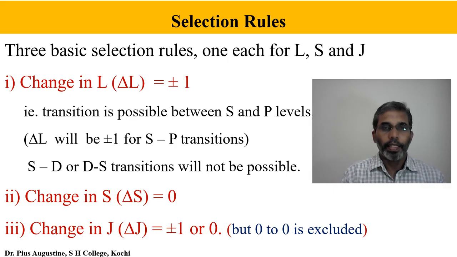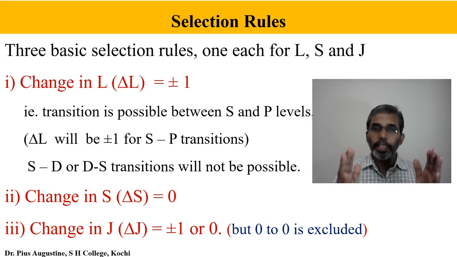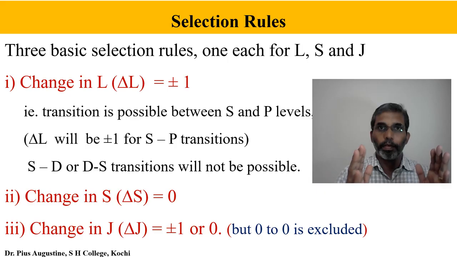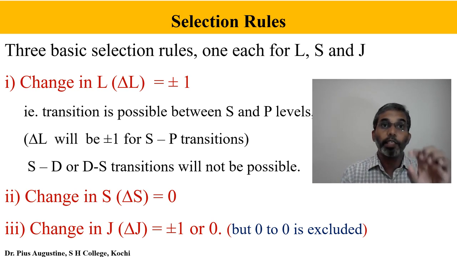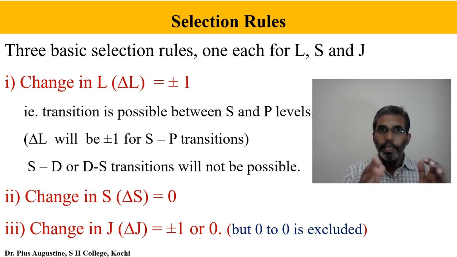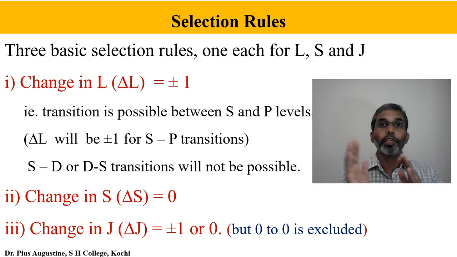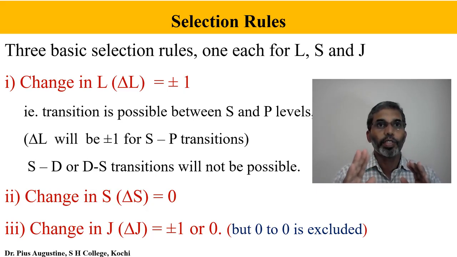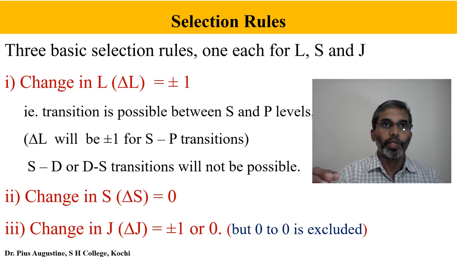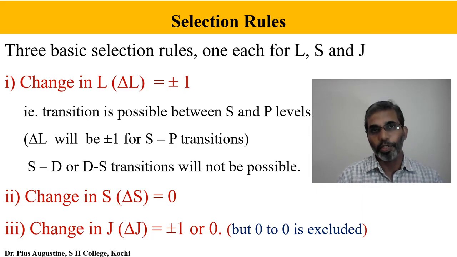The second rule is that no change in the value of the spin angular momentum S is allowed during transition, that is delta S is 0. The third one is for J, that is delta J is equal to plus or minus 1 or 0. One additional restriction is that 0 to 0 is excluded. That is, a change in J due to 0 is allowed, but not a transition from J equal to 0 to J equal to 0.